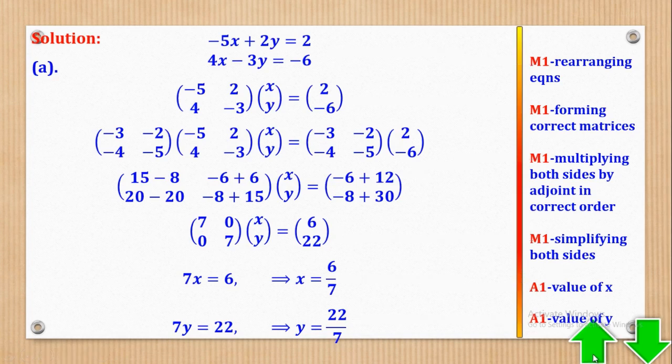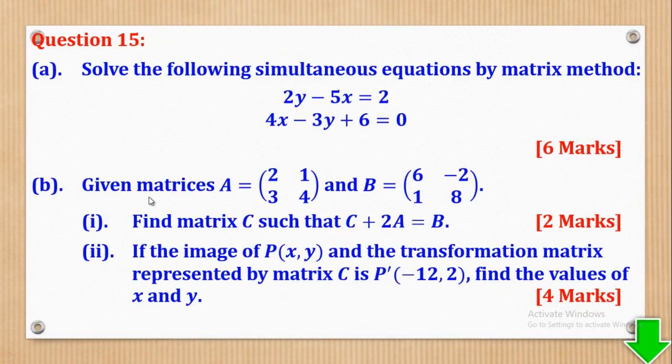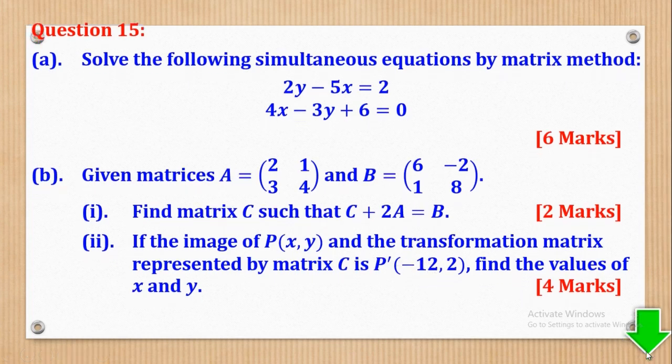Now let's go to part B. So part B says, given matrices A equal to 2, 1, 3, 4, and matrix B is that, find matrix C so that C plus 2A is equal to B. They also want you to get the values of the object, given this matrix C as the transformation matrix and the image which is negative 2, 2. So let's see how that can be done.